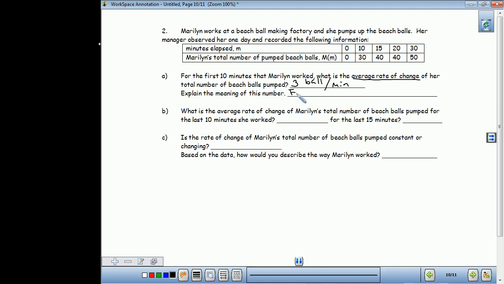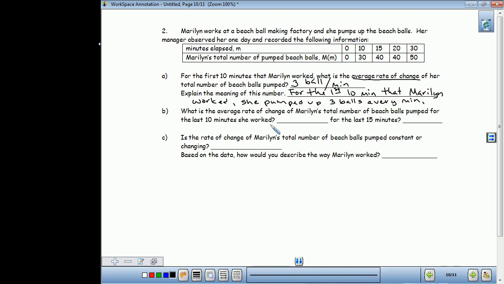Okay, so what does this mean? This means for the first 10 minutes that Marilyn worked, she pumped up 3 balls a minute. She pumped up 3 balls each minute, or every minute. Does that make sense? Yeah.